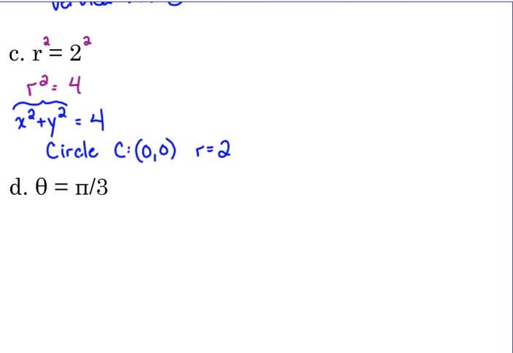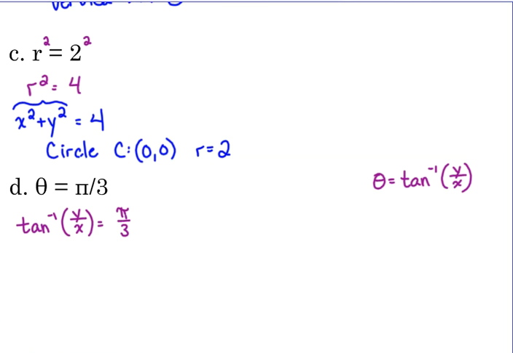Okay, last one. We've got theta is equal to pi over 3. So our relationship that has just theta is that theta is equal to the inverse tangent of y over x. So let's replace the theta with inverse tangent of y over x.